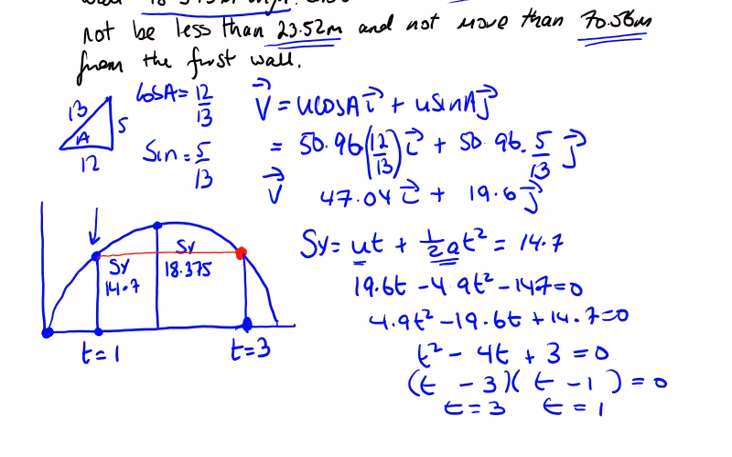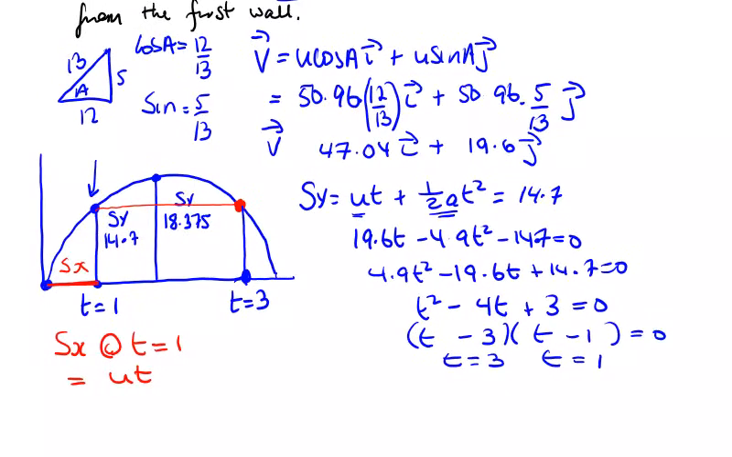So that will help me definitely get my displacement in x. Along here, my s of x at t equals 1 is equal to ut. So it's just going to be 47.04 here, isn't it? T is equal to 1, so I've got 47.04 times 1, which is 47.04 meters. So that's that distance and that distance there.